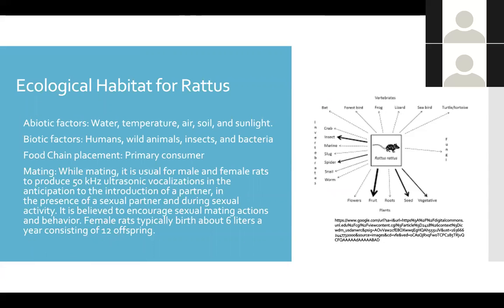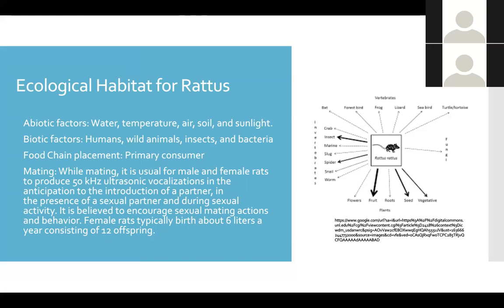For the abiotic factors, water, temperature, air, soil, and sunlight would be included. For biotic factors, their biotic factors would be humans, wild animals, insects, and bacteria. They would be considered a primary consumer in the food chain placement.